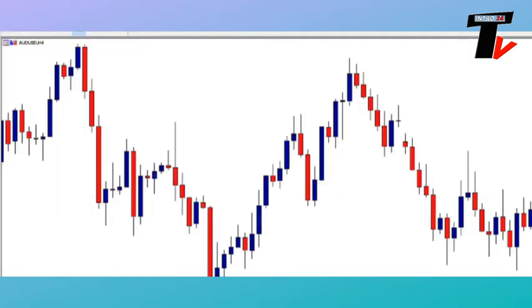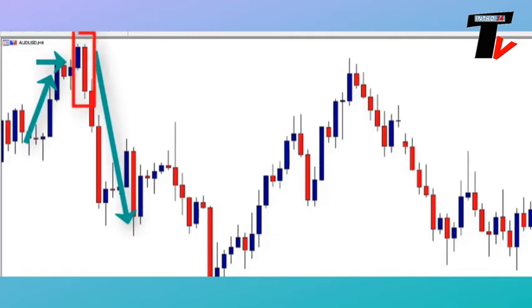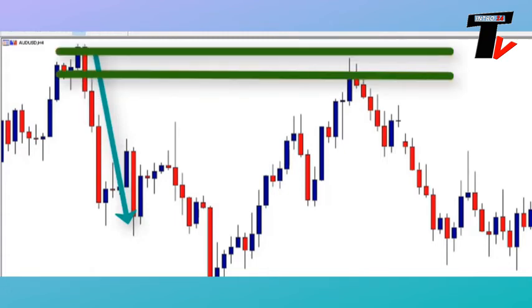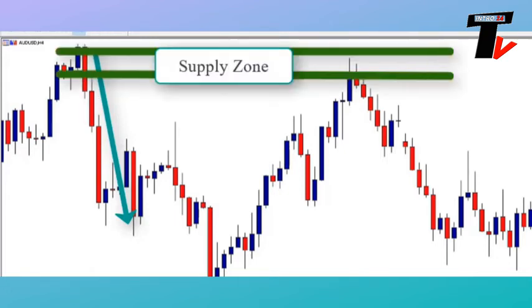This is the AUD/US dollar 4-hour chart. And this is a rally-base-drop supply zone. This bearish engulfing bar is the base candle. We draw the proximal line at the open of the prior candle and the distal line at the upper shadow of the second candle to get this potential supply zone.